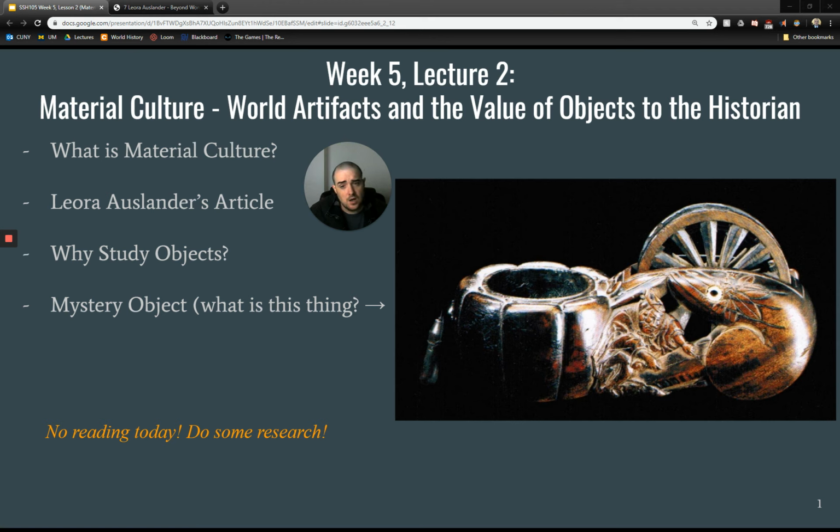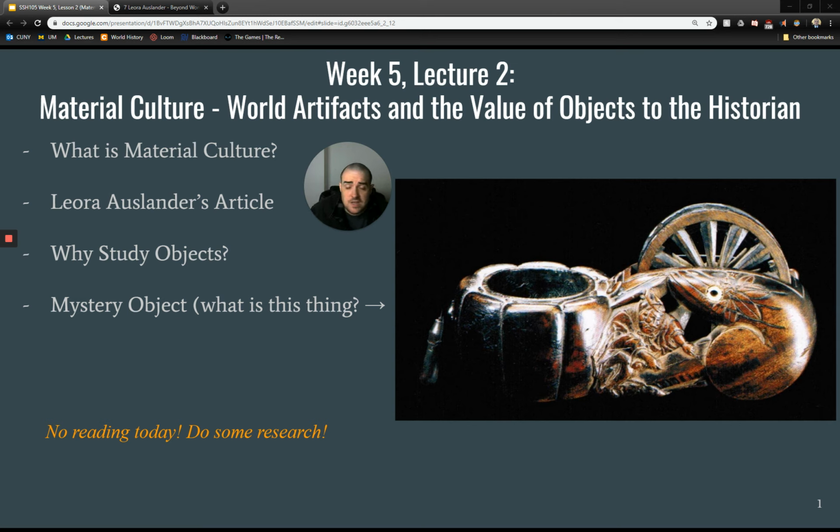Material culture is a relatively recent movement across history and the other humanities disciplines towards studying things that are not simply written down. Studying objects as historians, for example. Objects have traditionally been part of the domain of archaeologists, and so studying objects for historians has not always been a natural thing. But over the last 50 or 60 years, and especially in the last 20 or 30, there has been a drive by some historians, and we're going to look at one of them now, Leora Auslander, to treat objects as more important sources in studying history.